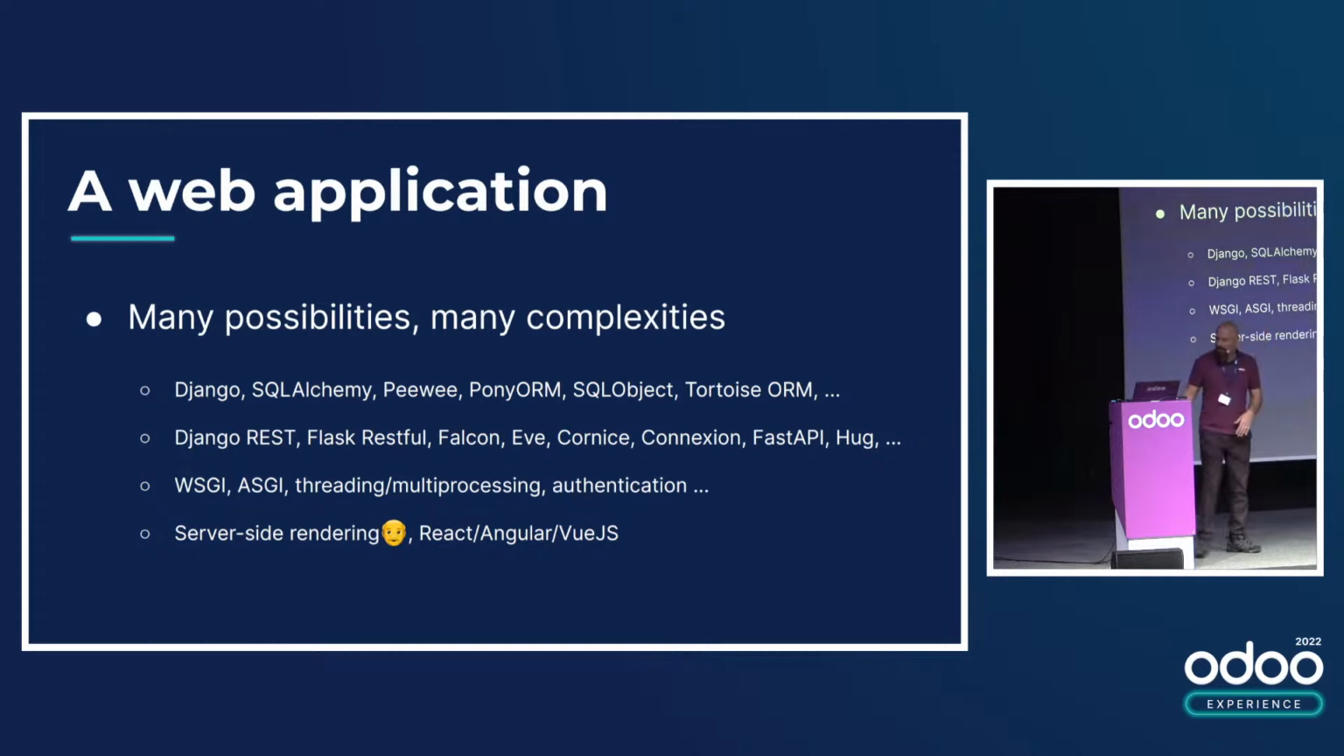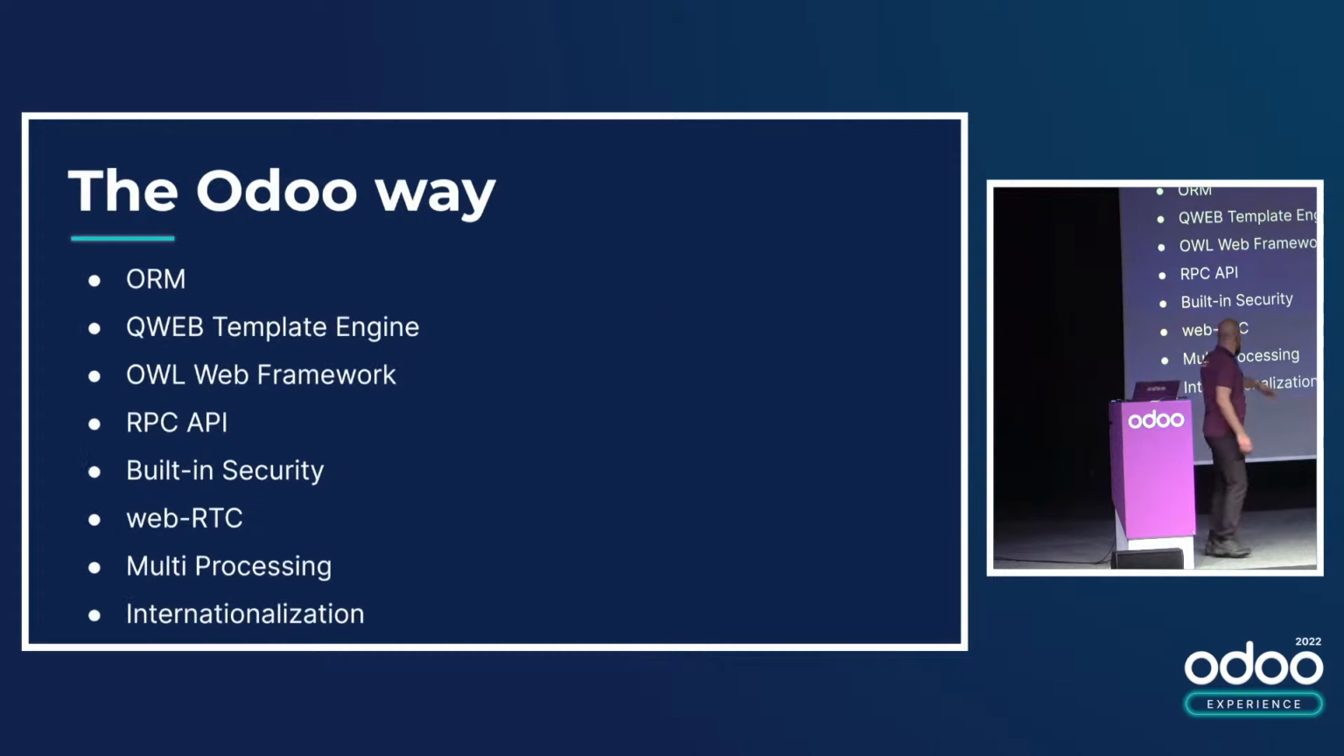So what do we do in Odoo? We have our own ORM. You already had a talk on that. And we have our own web framework that you saw before this. Also, we have QWeb templates, built-in security, WebRTC, a built-in RPC API, and you can also have a RESTful API if you want, and multiprocessing, internationalization. All of them are done. And guess what? None of them are related to ERP. This is what you need for any kind of web application, not just for business things.